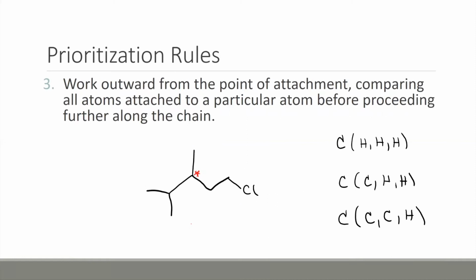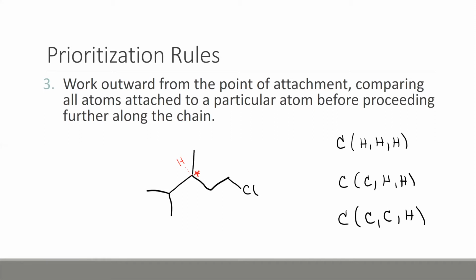As I just did, make sure that you always work outward from the point of attachment and compare all atoms attached to a particular atom before proceeding further down the chain. So when you look at this one, here's our chiral center, and we want to decide priority here. Remember that there is a hydrogen, it's hiding. When you look at this at first, you might say, oh, well, there's a chlorine here, so this is probably going to get the highest priority because I can see there's a chlorine and chlorine has a higher atomic number. But you always want to work outward slowly.